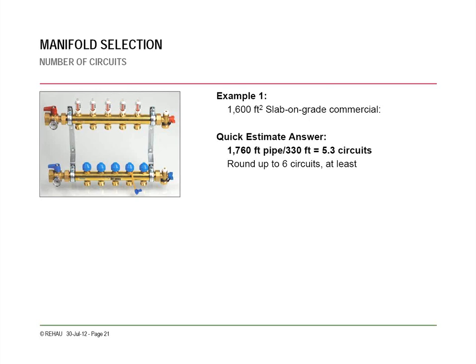So if we go into a quick example here, we calculated for our 1,600 square foot slab on grade example earlier that we had 1,760 feet of pipe. We're going to use 330-foot circuits for this example. So we have 5.3 circuits. So at the very minimum, we have 6 circuits for this project.